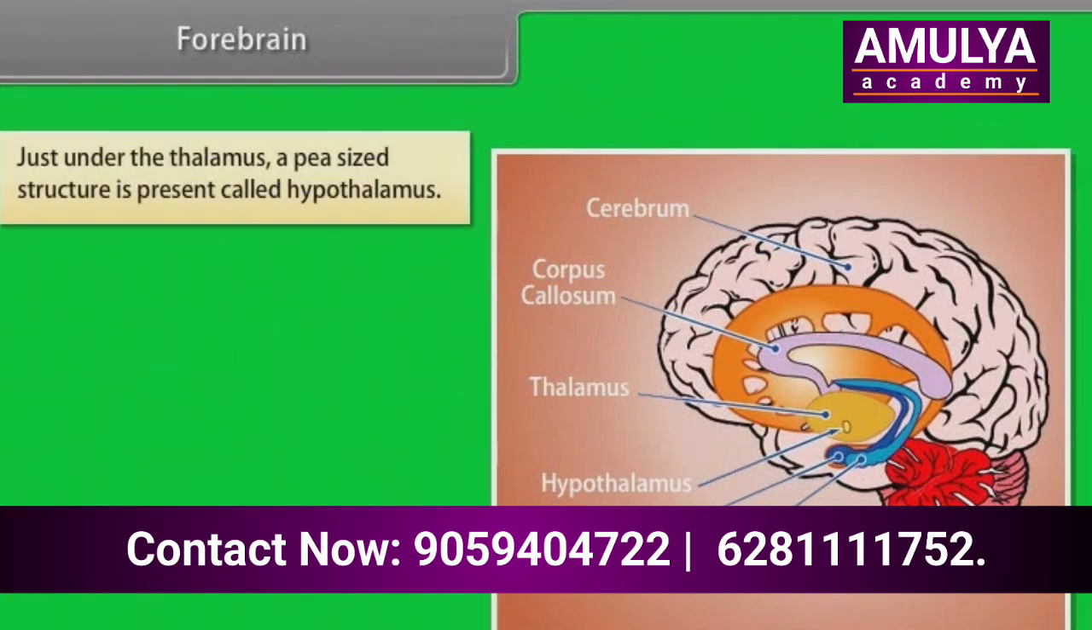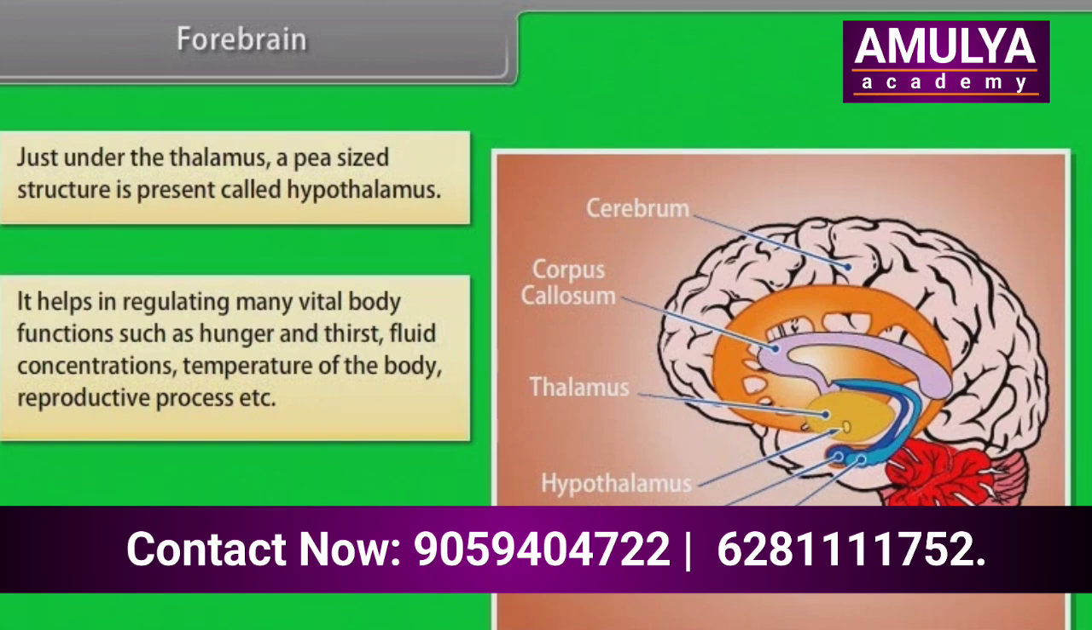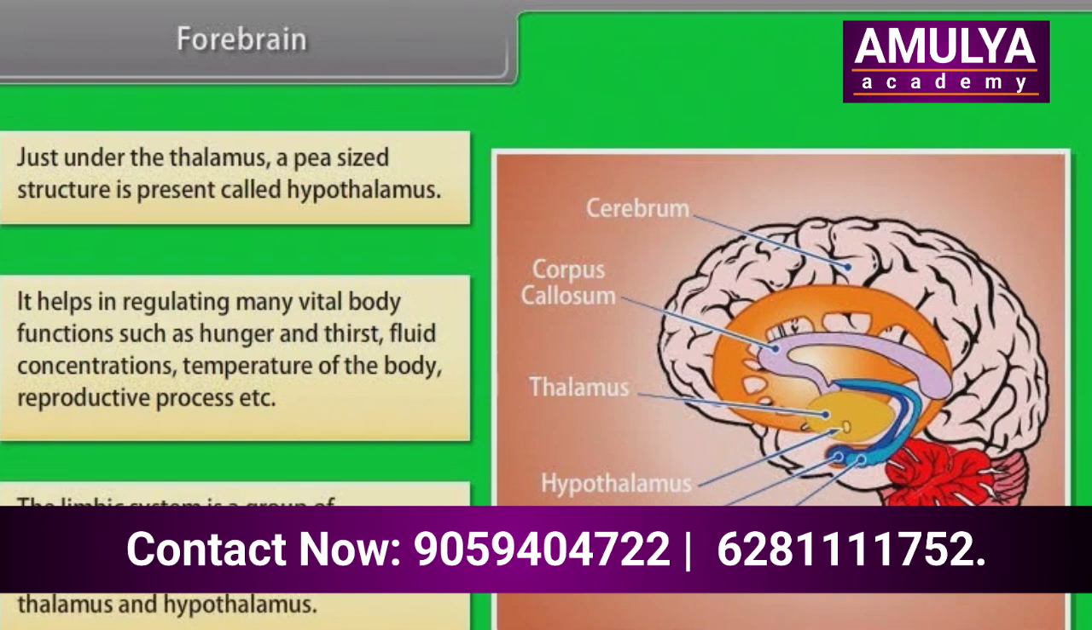Just under the thalamus, a pea-sized structure is present called the hypothalamus. It helps in regulating many vital body functions such as hunger and thirst, fluid concentrations, temperature of the body, reproductive process, etc. The limbic system is a group of interconnected structures that includes the amygdala, hippocampus, and parts of the thalamus and hypothalamus.